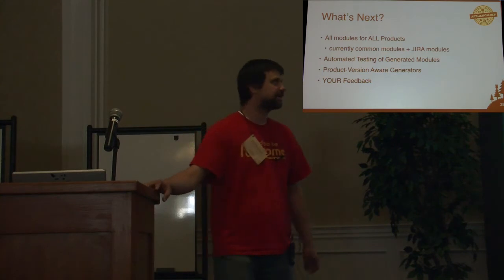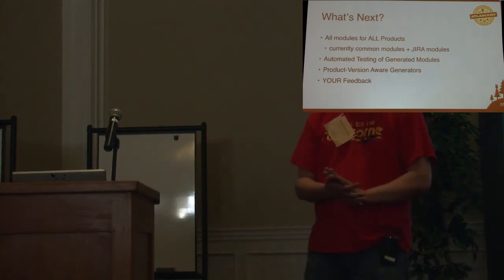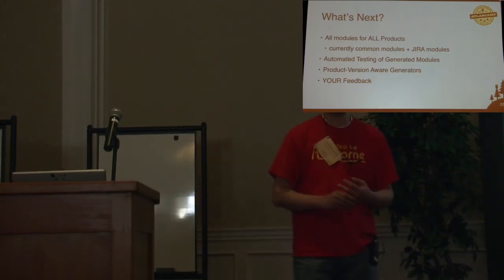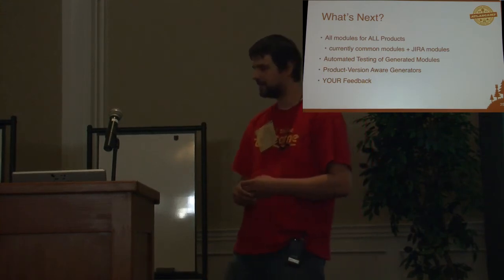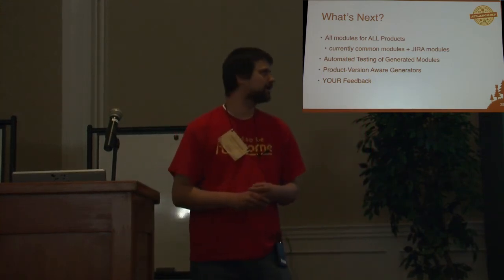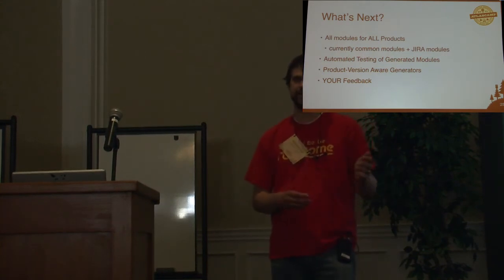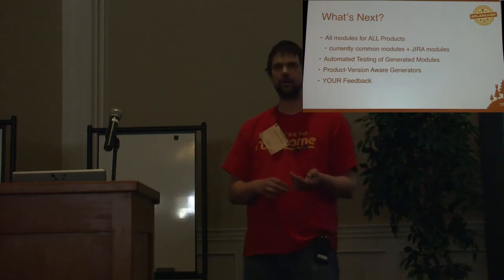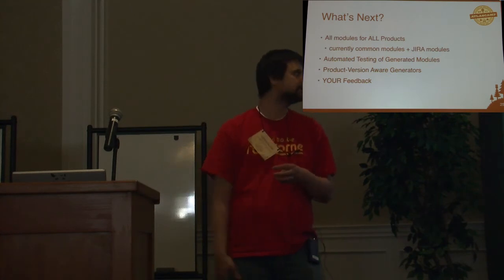So what's next? We plan to put in a full module set for all of our products. So currently, we have the complete module set for Jira, and all of the common modules for all of the other products. We're also working on automated testing of the generated modules. So we're actually going to automate generating every single module type and then running tests against them so that we can tell when an API change might break some plugins earlier.